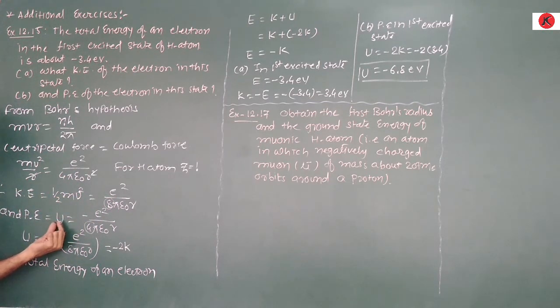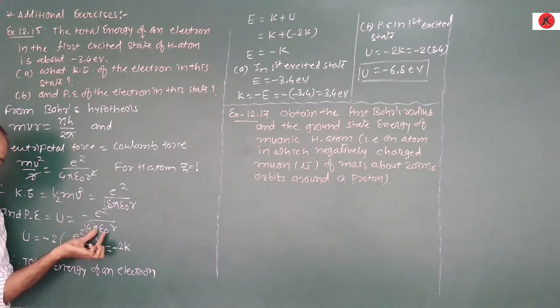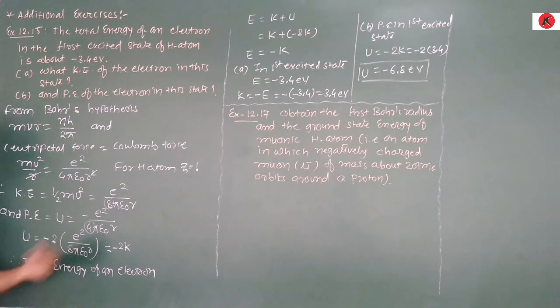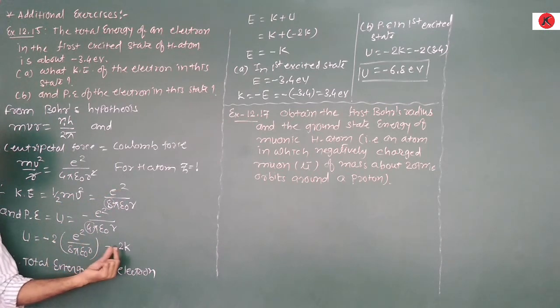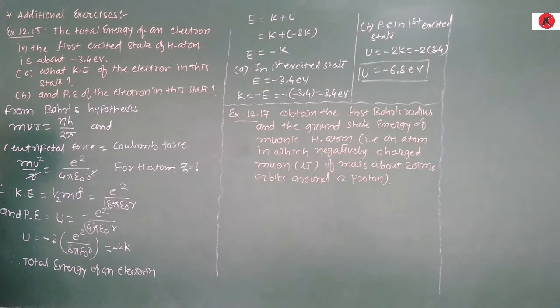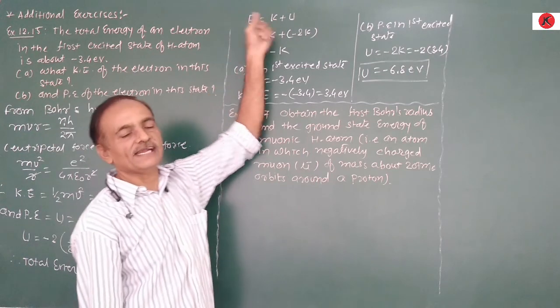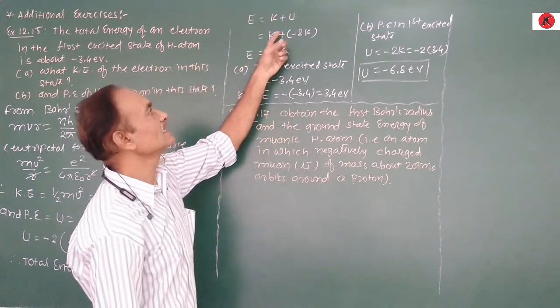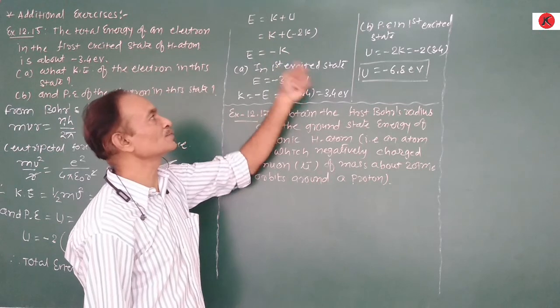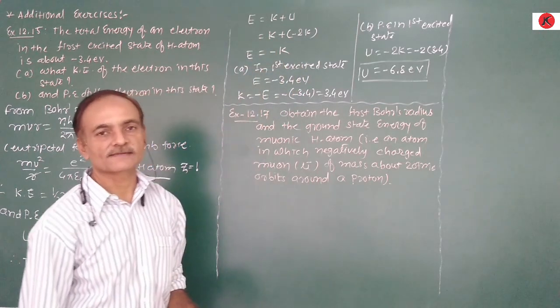Now the potential energy U is equal to minus e square upon 4 pi epsilon 0 r. We multiply the right hand side of this equation by 2 upon 2. Therefore, minus 2 into e square upon 8 pi epsilon 0 r, but this is equal to the kinetic energy. Therefore, potential energy is minus 2K. Now the total energy of an electron E is equal to the addition of kinetic energy plus potential energy. Therefore, K plus minus 2K, so E is equal to minus K.